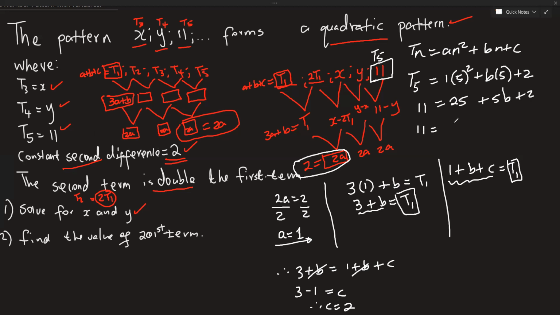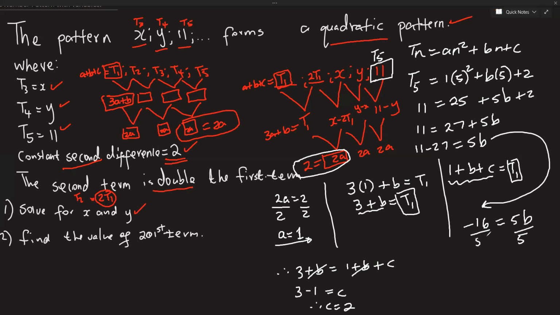And I have 11 equals 27 plus 5b. Then I'm going to have 11 minus 27 equals 5b. So let's come this side. So what is 11 minus 27? It's negative 16, right? Then 5b. And then we're going to have to divide both sides by 5 so that b can be isolated. Therefore, b equals negative 16 over 5, right?